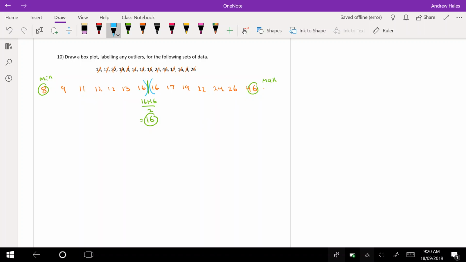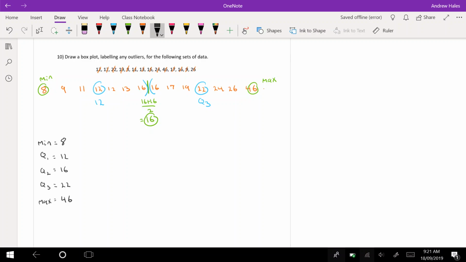Now let's separate both these in half. And then we need to find the upper and lower quartile. Just in the middle there, that's going to be 22. And in the middle there, we're going to have 12. So now our 5-figure summary, we've got the minimum, Q1, Q2, Q3, and the max. Got 8, 12, 16, 22, and 46.